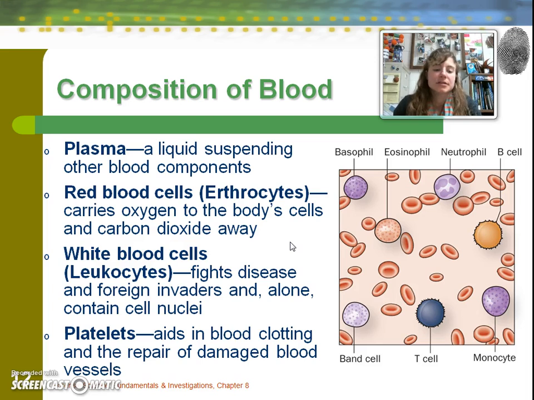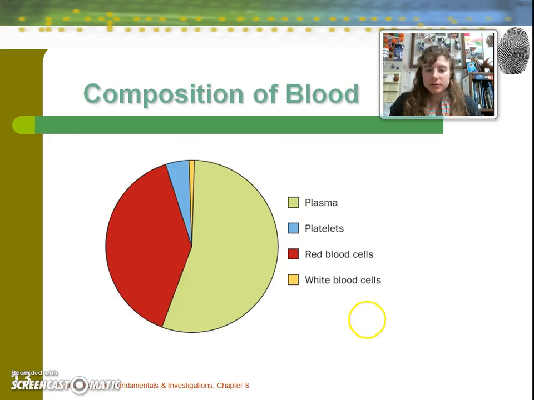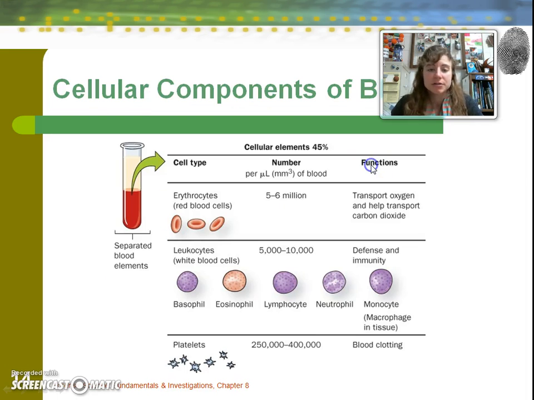And then lastly, platelets help in blood clotting. This is by relative percentage. You can see that the plasma makes up the majority of blood, followed by red blood cells, a relatively small slice of platelets, and then a very small slice of white blood cells. Here's a little bit more on that.